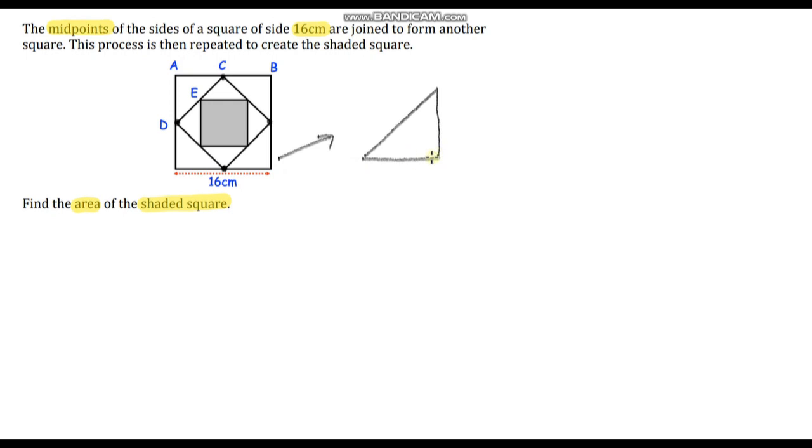We can see that this is a right angle, and we know that this length here is 8 centimetres because it's half of the square. So this is 8 and this is 8.